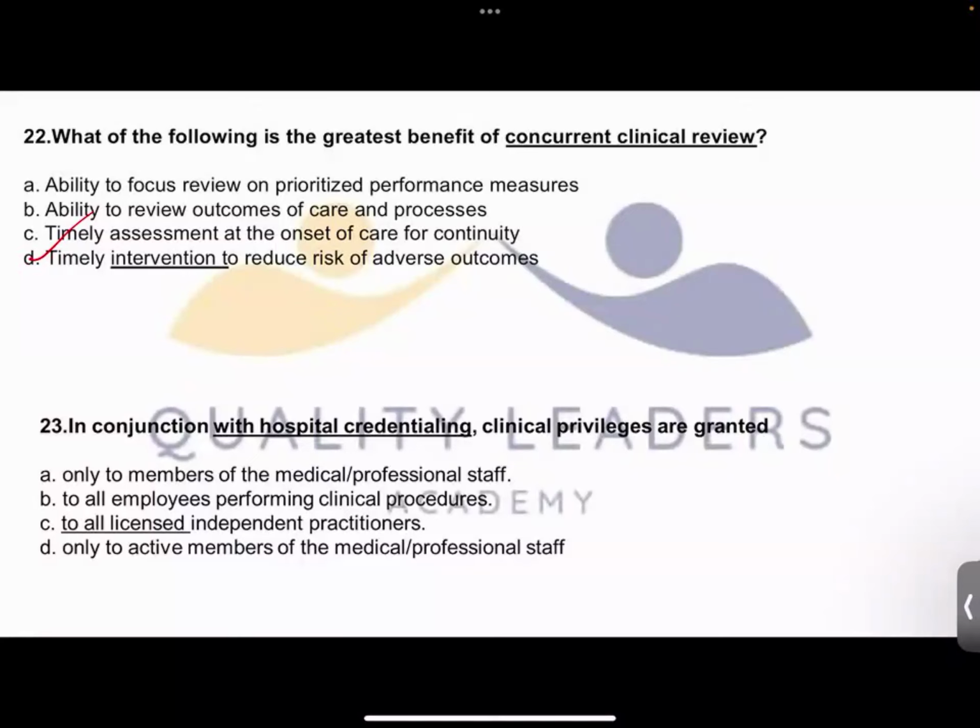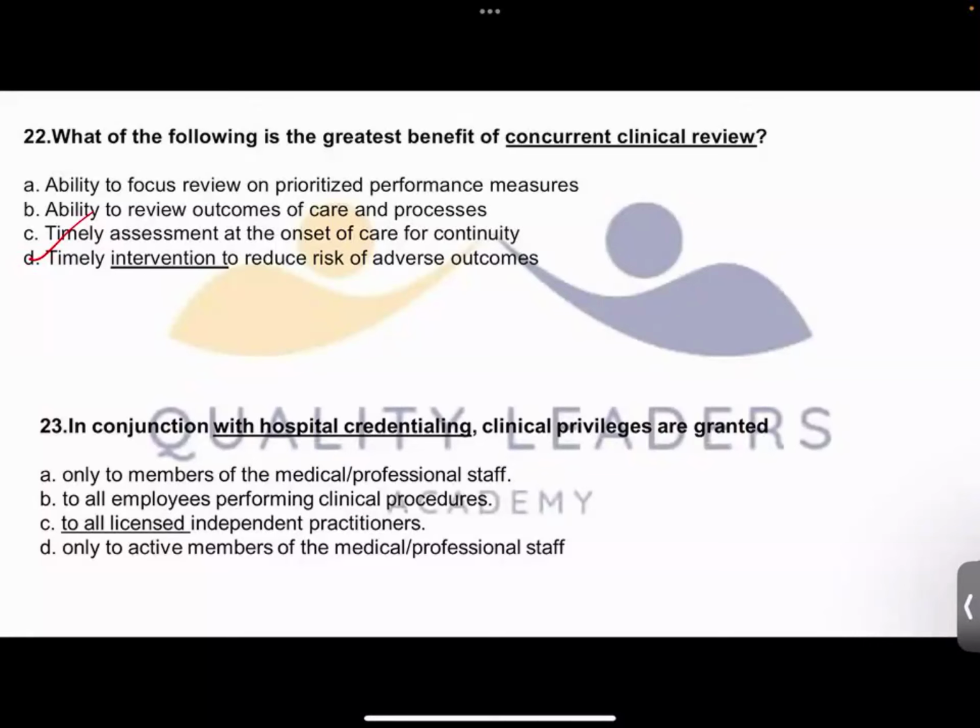Okay, number 23. In conjunction with hospital credentialing, clinical privileges are granted: A, only to members of the medical professional staff. B, to all employees performing clinical procedures. C, to all licensed independent practitioners. And D, only to active members of the medical professional staff. What's the answer?